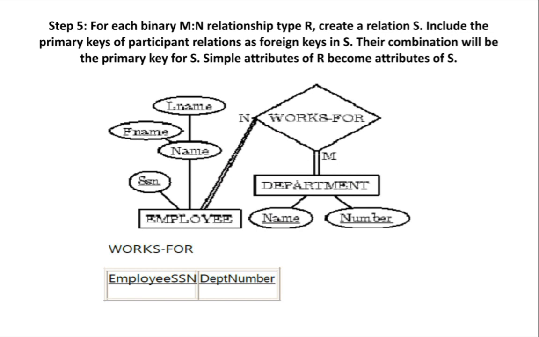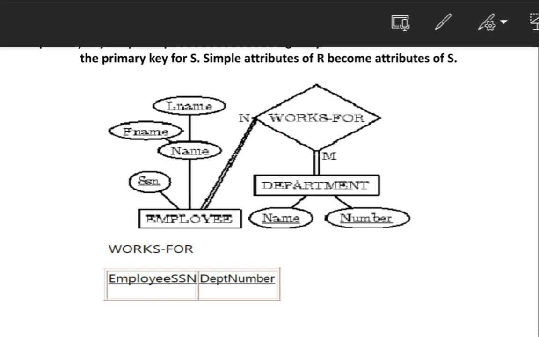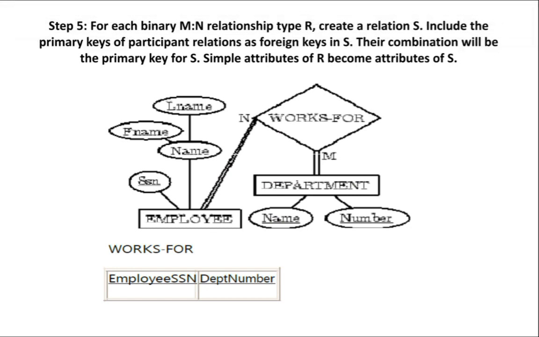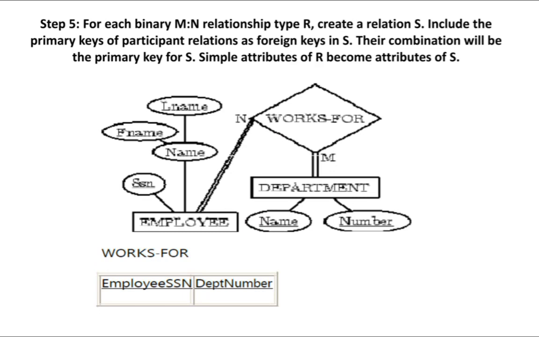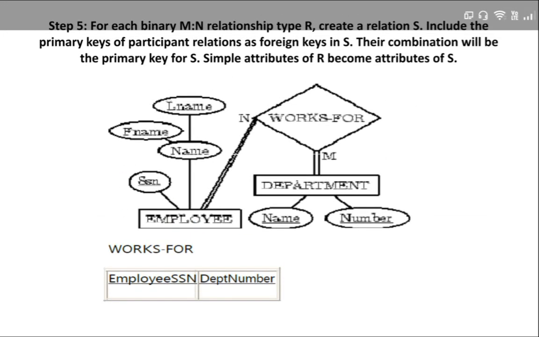Along with that, you can include all the other attributes also. Right? You can include the same attributes in the works for also. That is possible. Hope you are understanding, guys. I don't want to confuse you. Suppose if you have any doubts, you can post your doubts in the comment section, right?